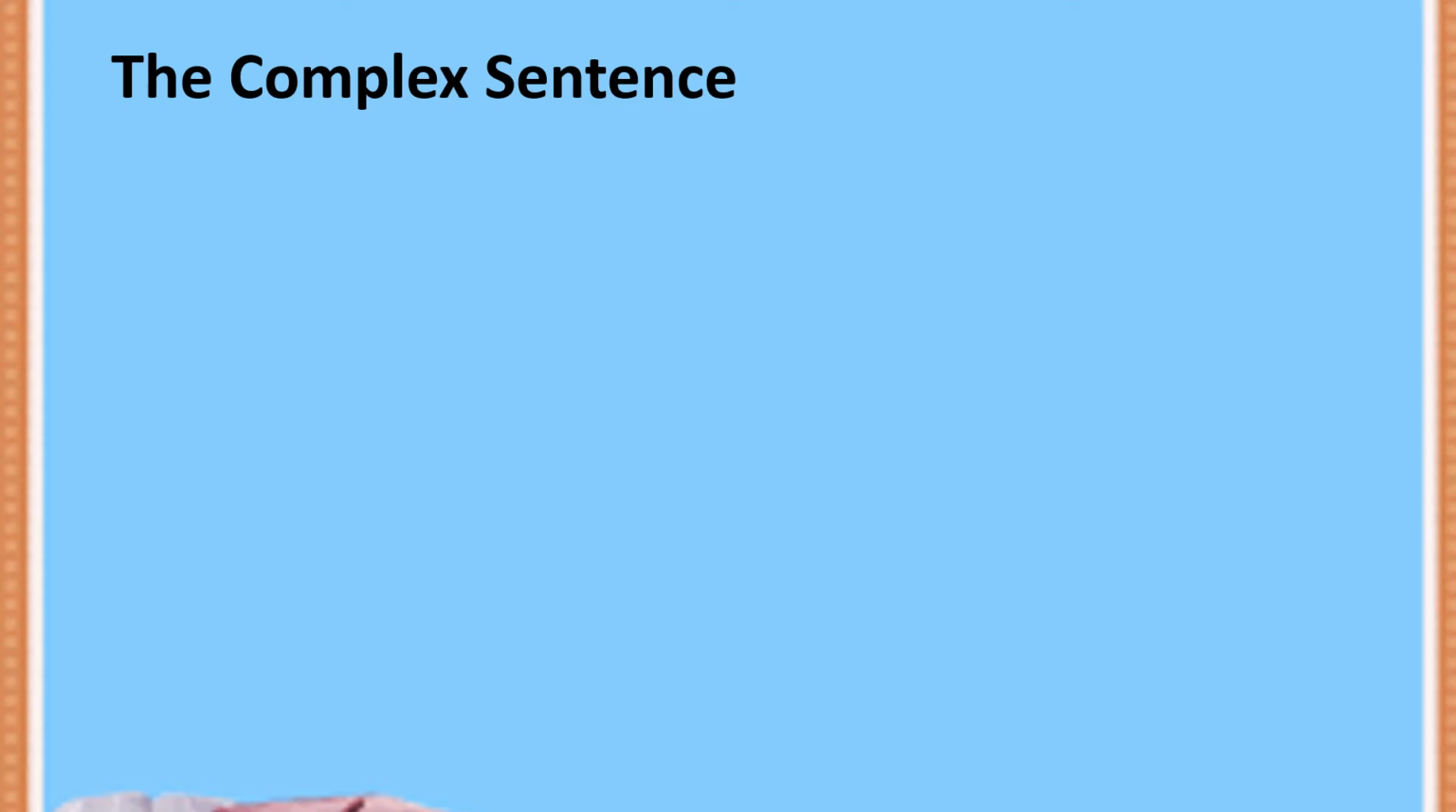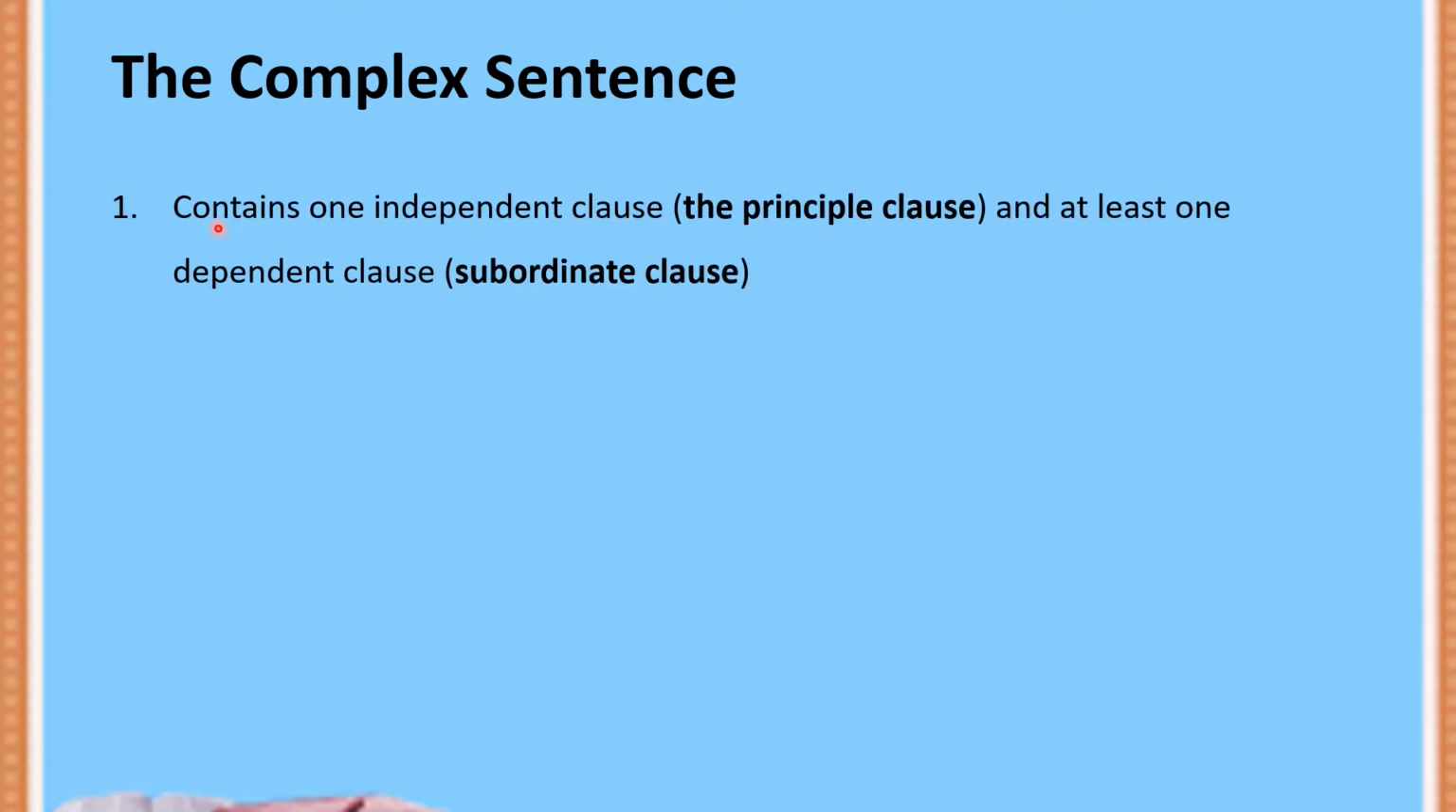Let's talk about the complex sentences now. A complex sentence contains one independent clause, which is known as the principal clause, and at least one dependent clause, which is called the subordinate clause. Note that the complex sentence is different from the compound sentence.